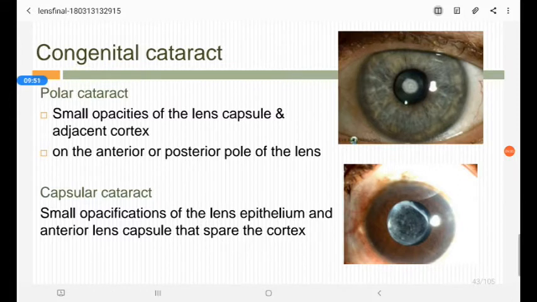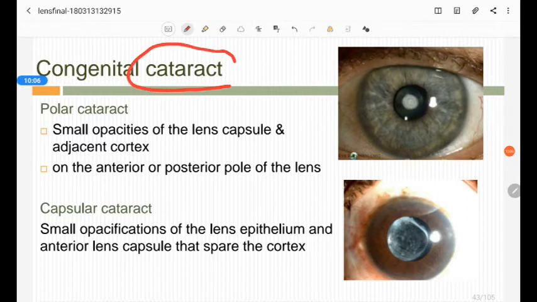Coming to the clinical application of the nucleus, we should know that the clinical appearance of changes in the nucleus and the cortex results in what we already know as cataract. With regard to the polar cataract, they are seen at the poles of the crystalline lens, which appear as small opacities very adjacent to the lens capsules and the adjacent cortex at the anterior or the posterior poles of the lens.